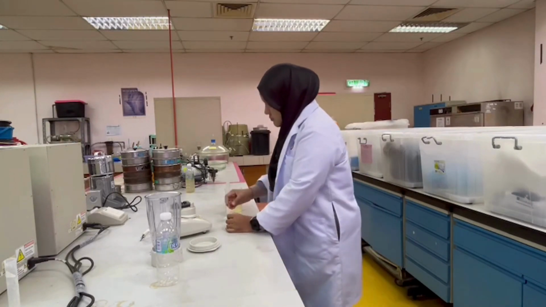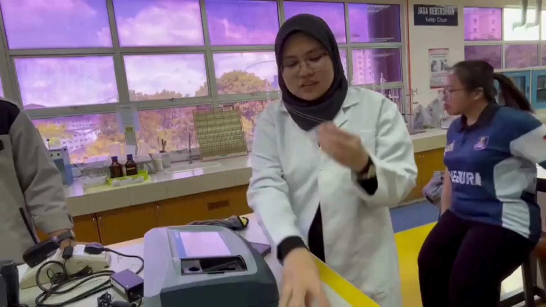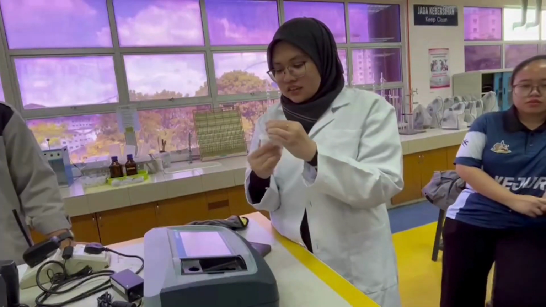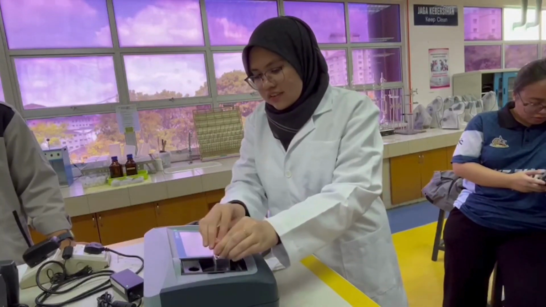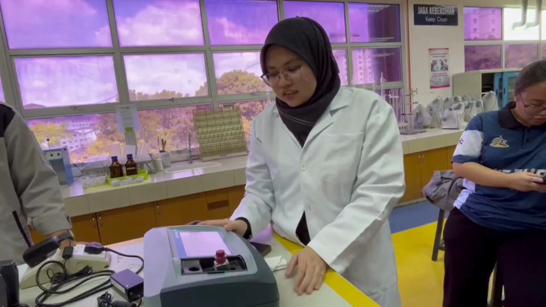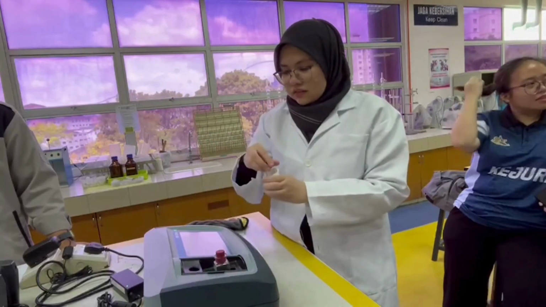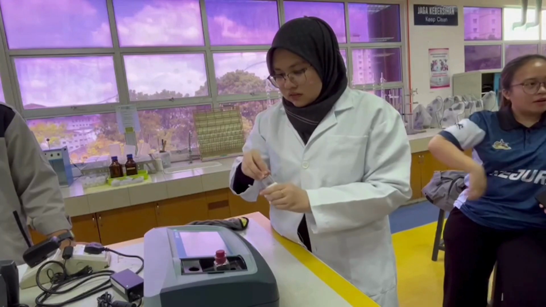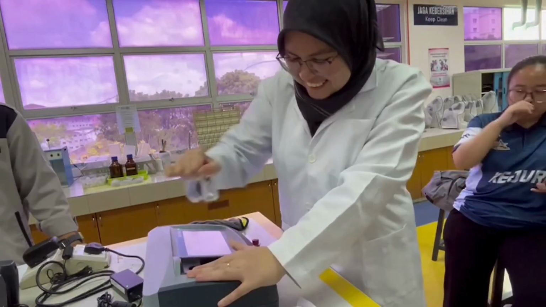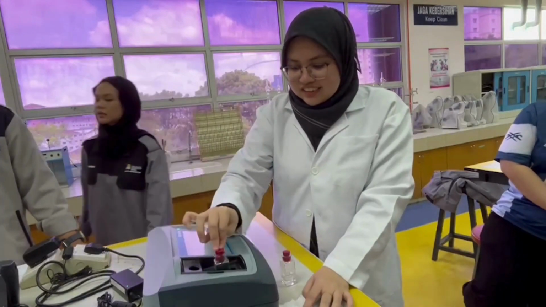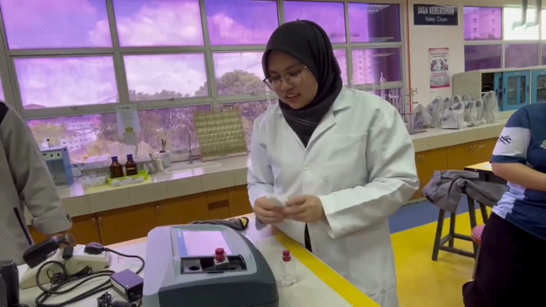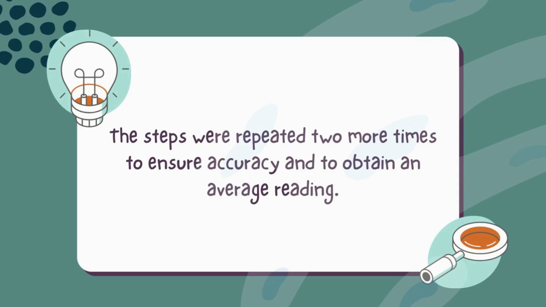Both sample cells were sealed with stopper. The outer surface of the sample cells was wiped to remove any smudge or moisture. The sample cell containing tap water was inserted into the spectrophotometer to calibrate the machine. The blank was removed and replaced with the sample cell containing the blended sample to obtain the absorbance reading. Steps 10 and 11 were repeated 2 more times to ensure accuracy and to obtain an average reading.